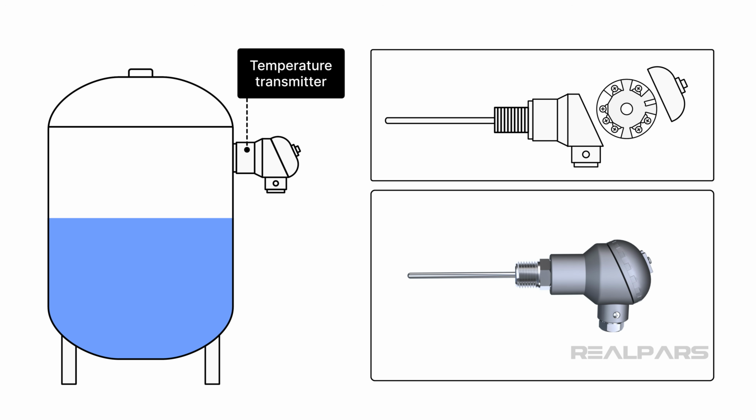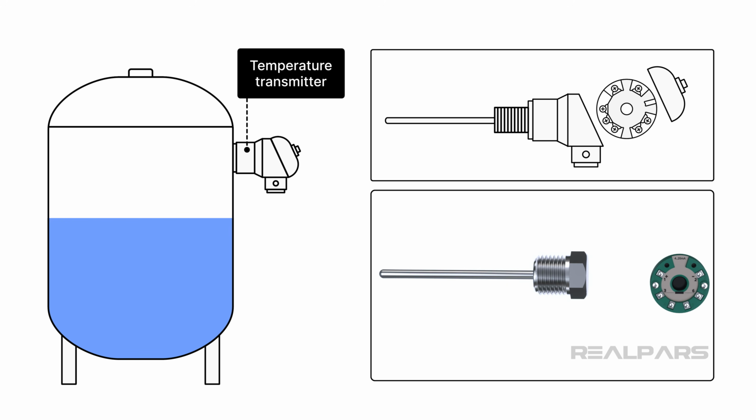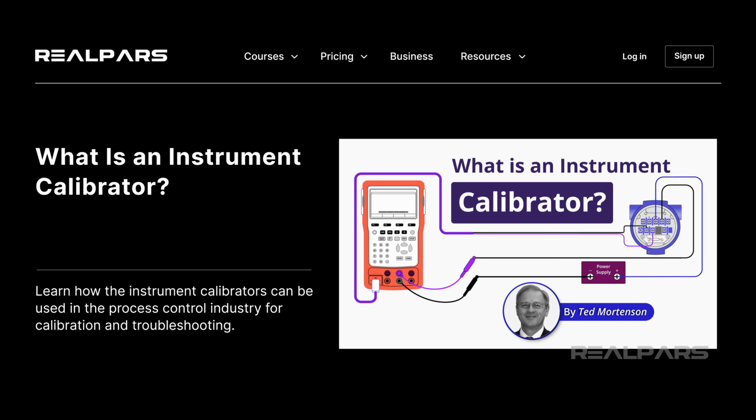Testing other process variables follows the same isolate and simulate methodology. For example, use a precision resistance source, such as a process calibrator or decade box, to simulate temperature changes for an RTD sensor. We've got a great video called "What is an Instrument Calibrator?" if you are interested in learning more.